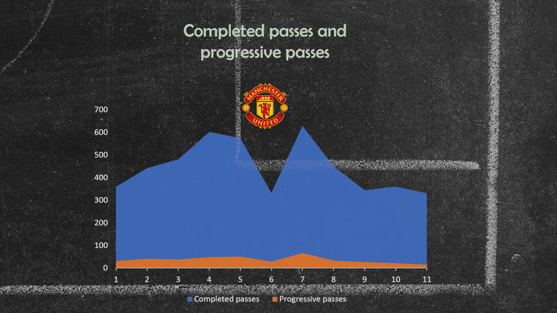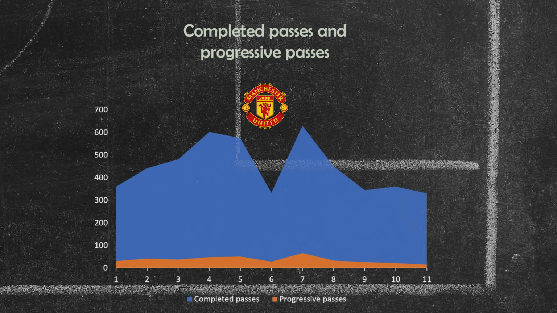A progressive pass is defined by FBref, which is the source of the information that you see before you, as a pass that moves the ball forward towards the opponent's goal at least 10 yards from its furthest point in the last 6 passes. Or it can be a completed pass into the penalty area. The point being that this is a player taking a risk, a pass that's more likely to be actively defended or intercepted in order to progress the ball up the field.